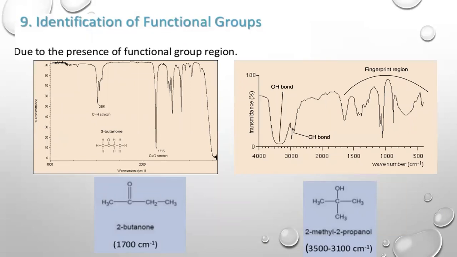The main advantage of IR spectroscopy is the identification of functional groups due to the presence of the functional group region. Here you can see the spectrum of butanone. Butanone shows a sharp peak at 1750 cm⁻¹ because of the aliphatic ketonic group. Similarly, another aliphatic alcohol, 2-methyl-2-propanol, shows a broad OH stretching band from 3000 to 3600.